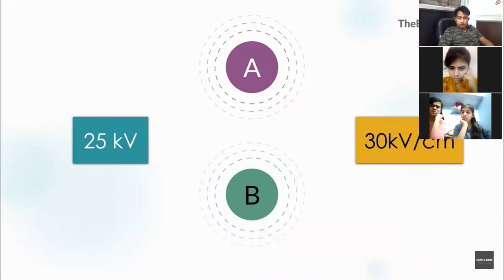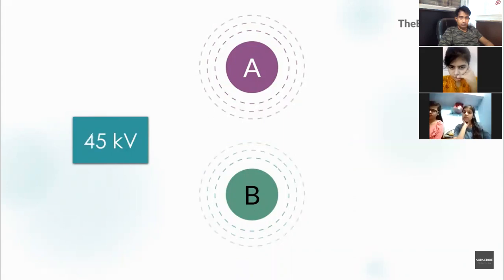So if the electric field intensity is less than 30 kV per centimeter, then the value of current flowing between these two is negligible and you can ignore it. There is no problem about that. But what will happen if we increase the voltage from 25 kV to 45 kV?